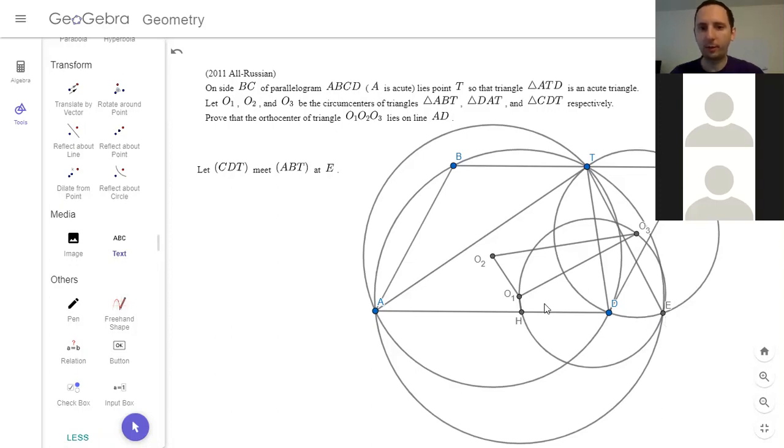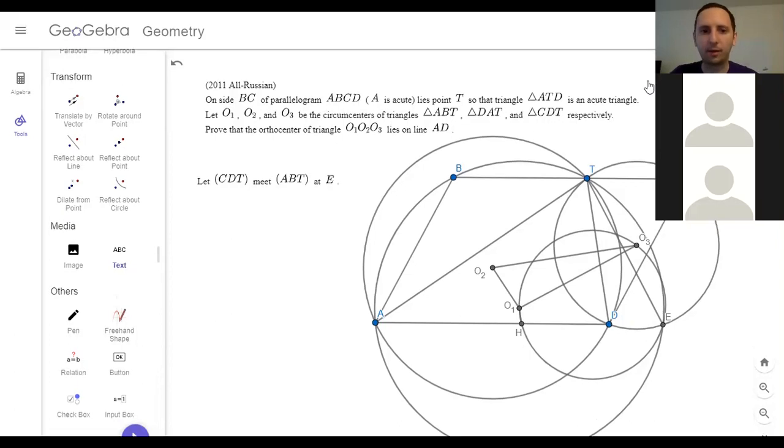Or you know what, we could extend AD. I think it's easier to do it this way. Extend AD to meet the circle ABT at point E. I think that's an easier way to do it. Yeah. So I'll just write it the way Serdar said it.